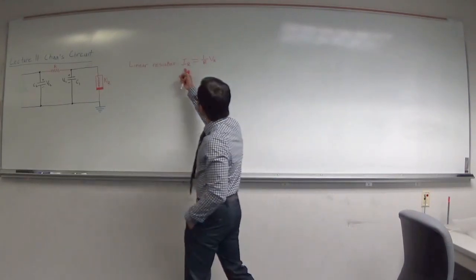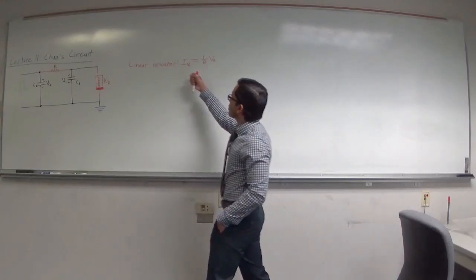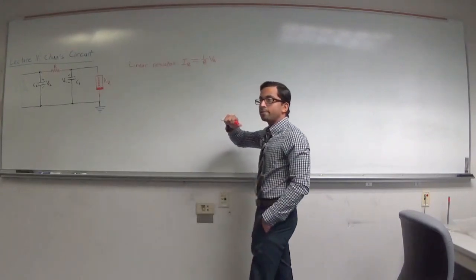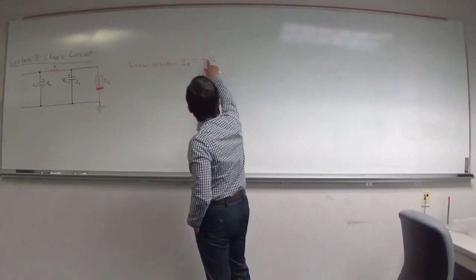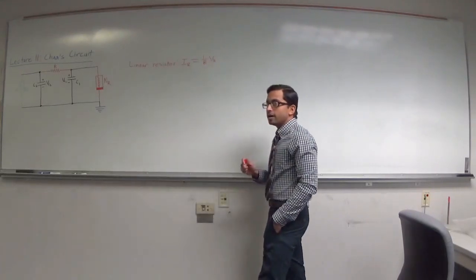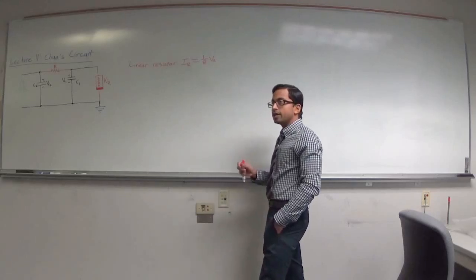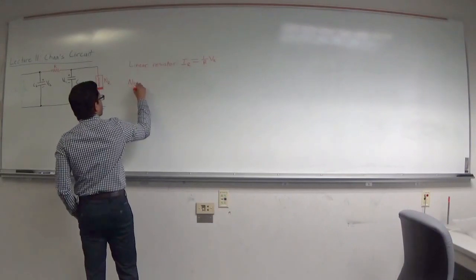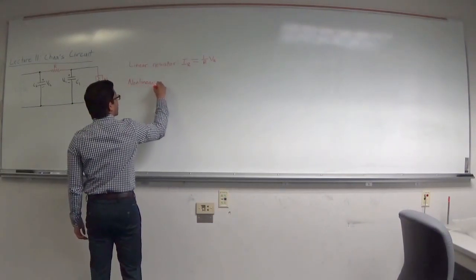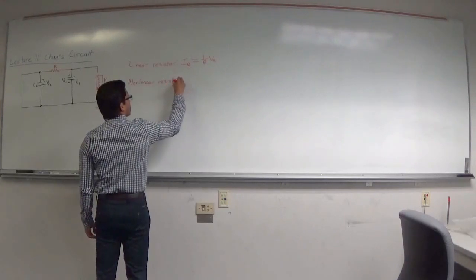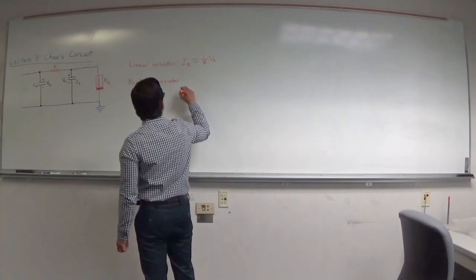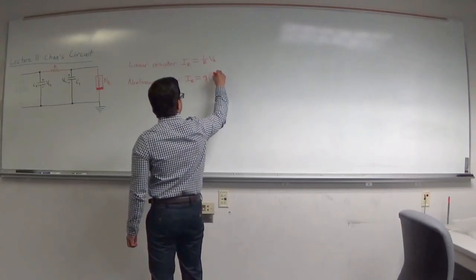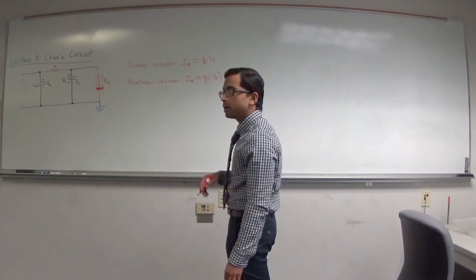So here the relation is linear. The current that's going through that resistor is related to the voltage drop, and this is just the proportionality constant. So it has a linear relationship. However, a nonlinear resistor is going to be nonlinear, obviously. So a nonlinear resistor is going to be IR equals G of VR, where G is some sort of nonlinear function.